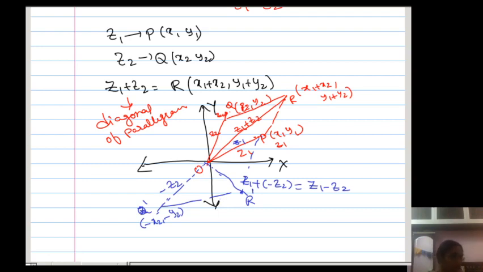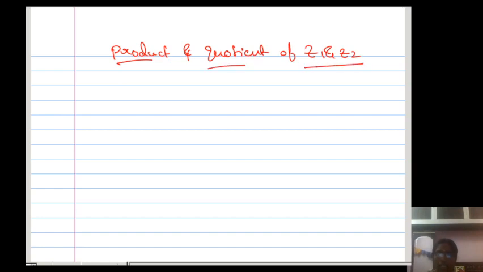Okay, so now let us discuss the product and division or quotient of two complex numbers in polar form. Next concept: product and division or quotient of two complex numbers z1 and z2 in the Argand diagram or complex plane. So how to get the product? First of all, I want to represent in polar form. I want to discuss polar form. First write down the polar form.